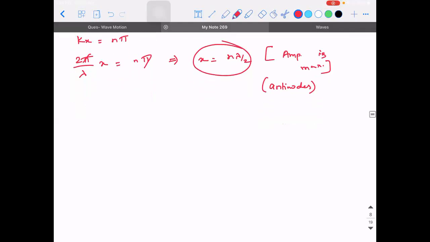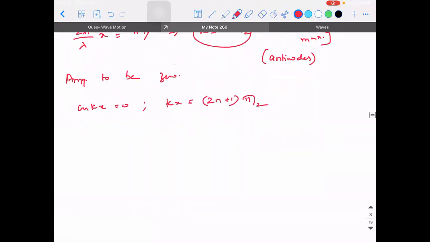Similarly, for amplitude to be 0, cos kx is equal to 0 means kx is how much? What general solution? Don't tell me a particular solution. What is the general solution of cos theta is equal to 0? Theta is equal to 2n plus 1 into pi by 2. Odd multiples of pi by 2.